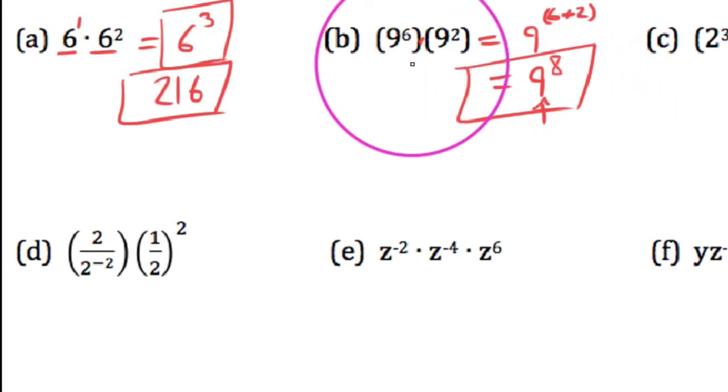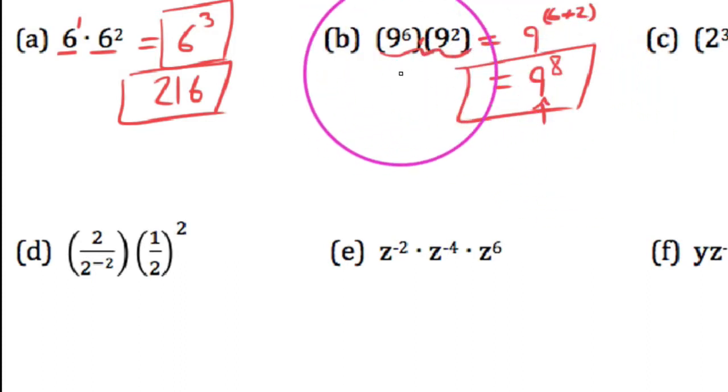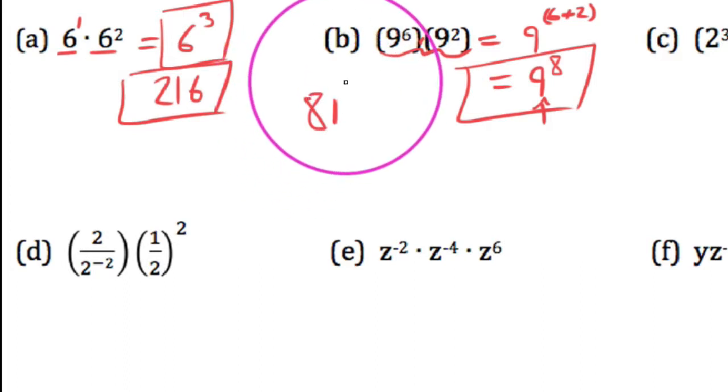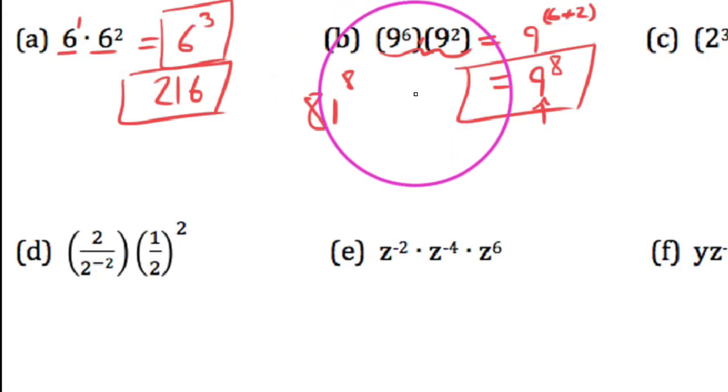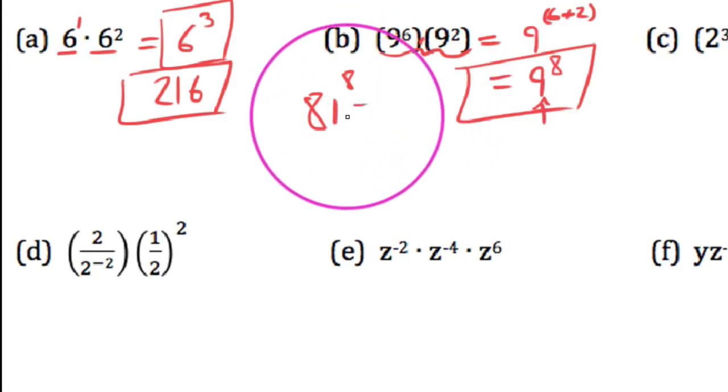By the way, a big mistake I see on this one, just to let you know, is a lot of people try to tell me 81 to the 8th power. So you are not multiplying the bases. You are just adding the exponents. Okay, so this would be bad. Don't do it.